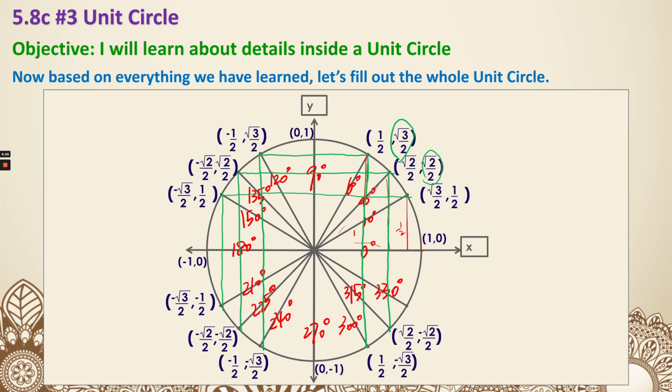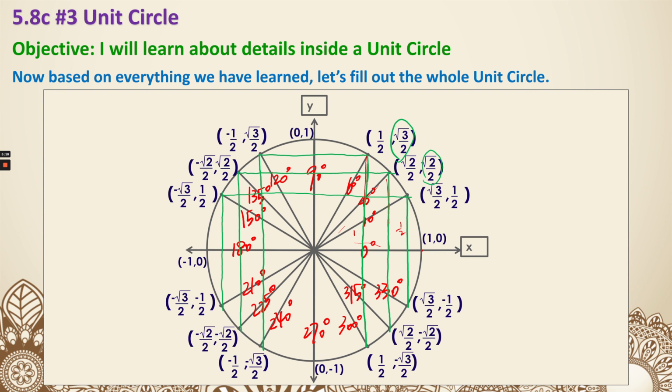And then lastly, we have the 30 degree and the 330. They still have the same x value, which is going to be square root of 3 over 2, comma, negative 1/2. A couple things that you still need to remember.